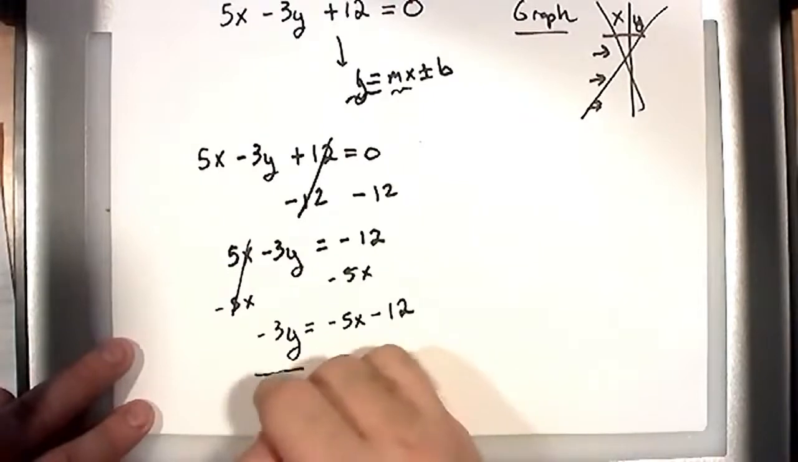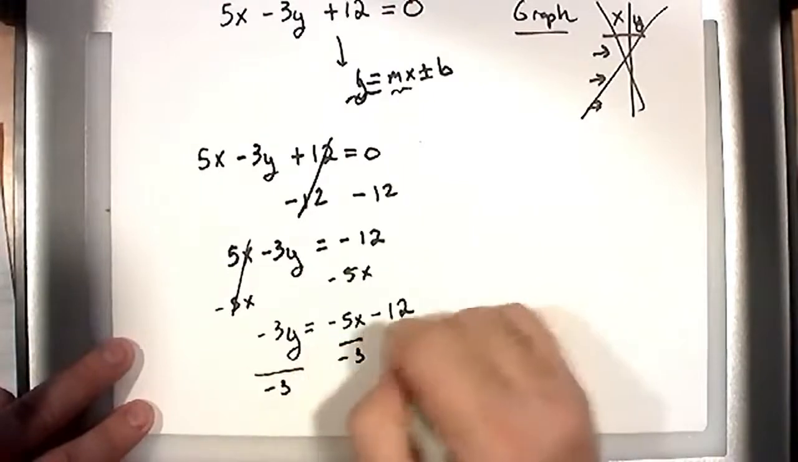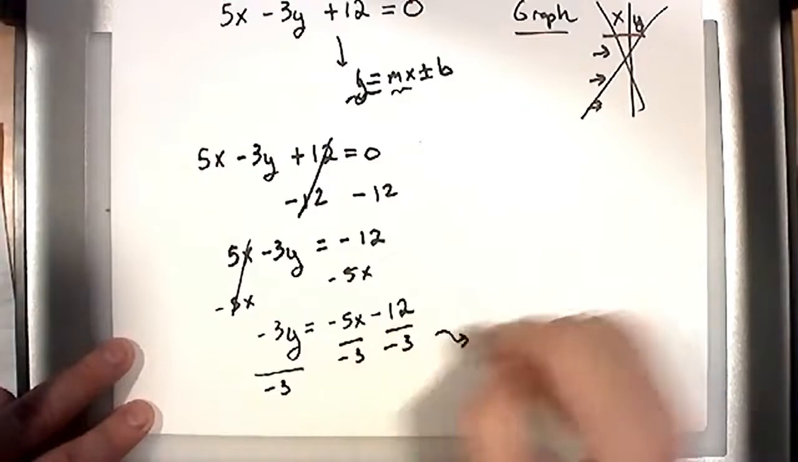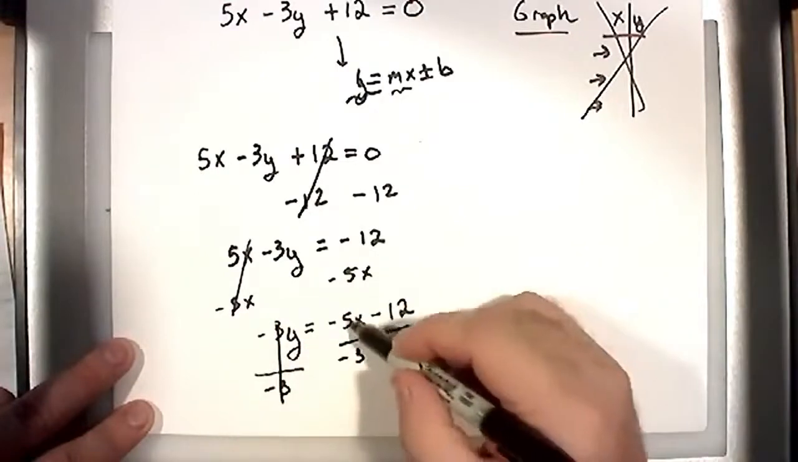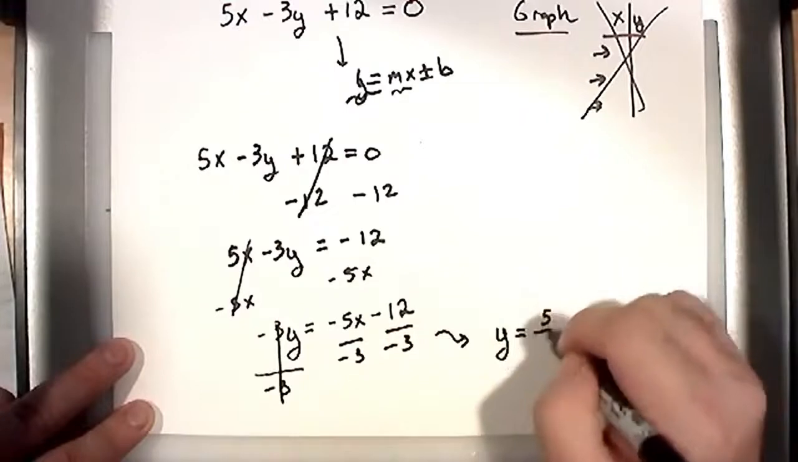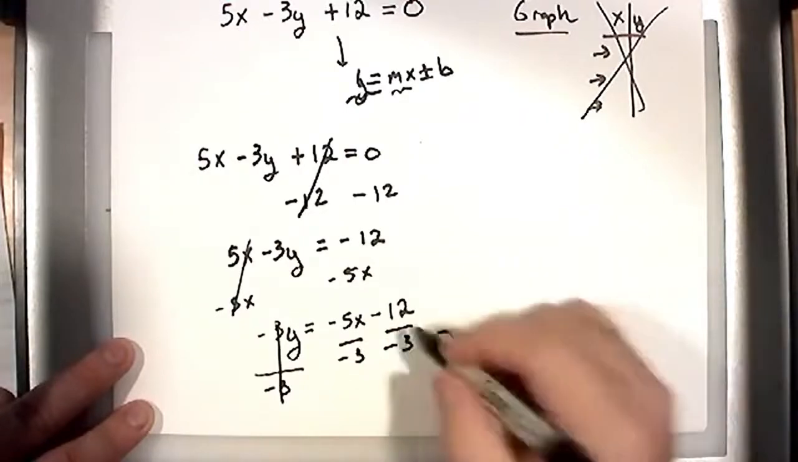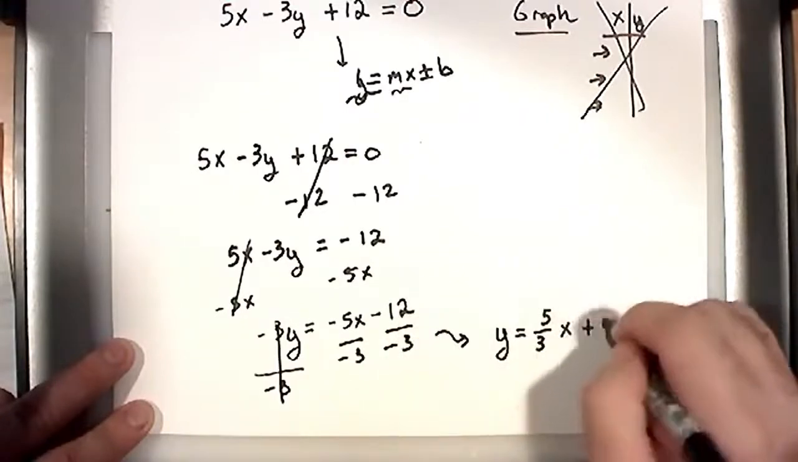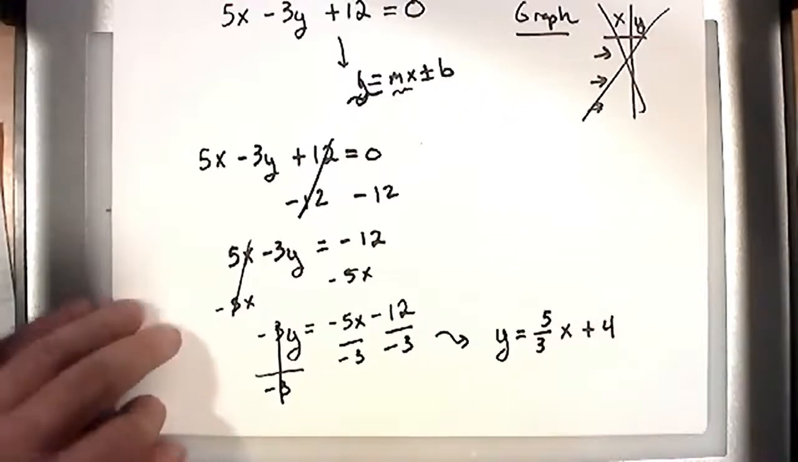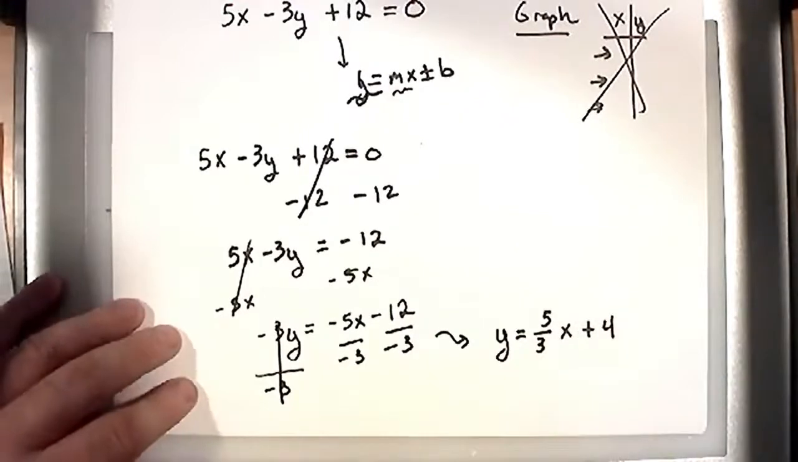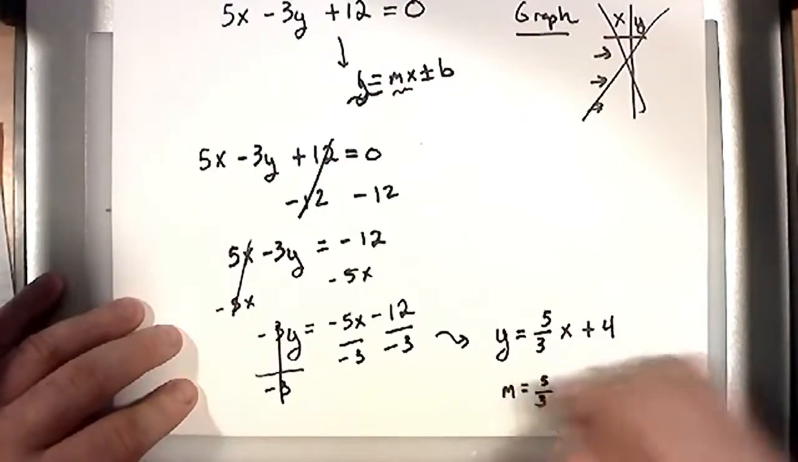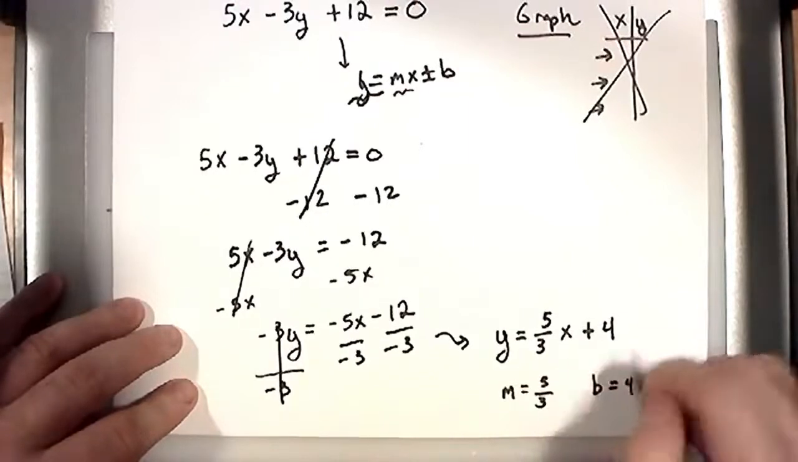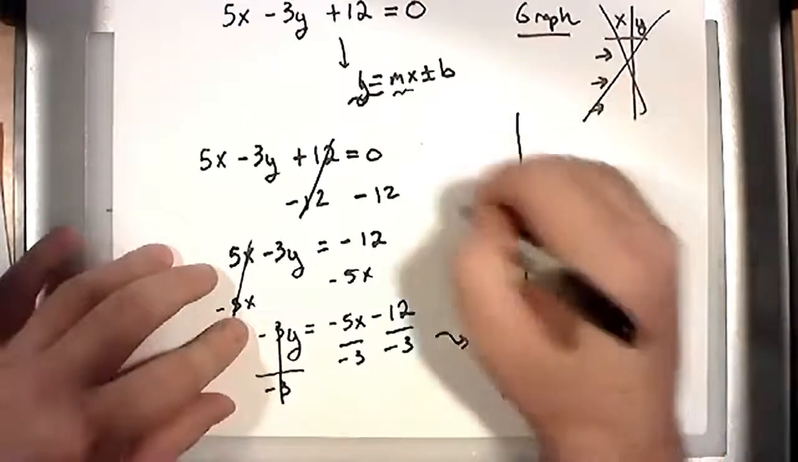So I'm going to divide by negative 3 here, here, and here, leaving us with y on the left side equals negative 5 and negative 3 is positive 5 over 3 x. Negative 12 and negative 3 is positive 4. So now we have y equals mx plus b, y equals 5/3 x plus 4. Our slope is 5/3. Our b is 4. Hopefully I can squeeze that in here.